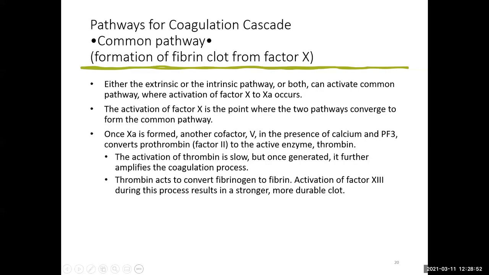And when either of those paths have been activated, it's going to go all the way through activating factor X and that common pathway, and then it's going to go all the way down until it activates to form that last clot, that sustainable, durable clot that is going to keep everything in place to allow that healing process.